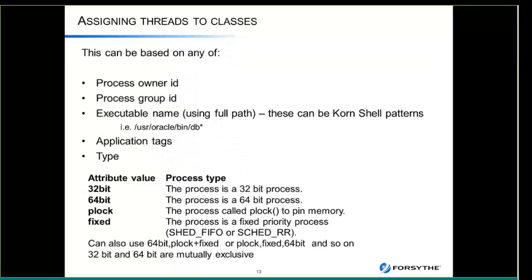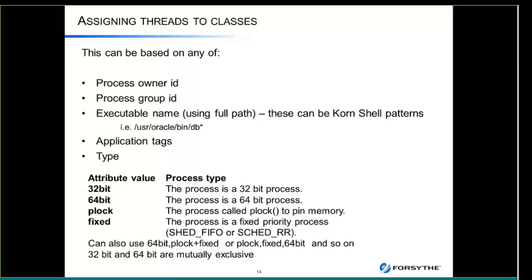A thread gets assigned to a class based on processor owner ID or process group ID, or an executable name using a full path. You can use a Korn shell pattern, like you can see here, I've got /usr/oracle/bin/db*. I haven't had a lot of luck with those, to be honest, so I tend to put the full path to the command, but you may have better luck than me.